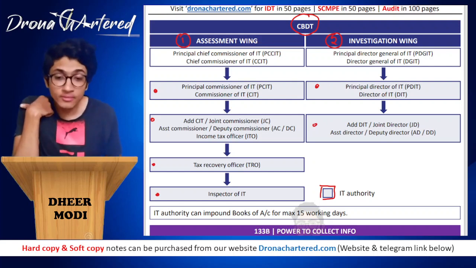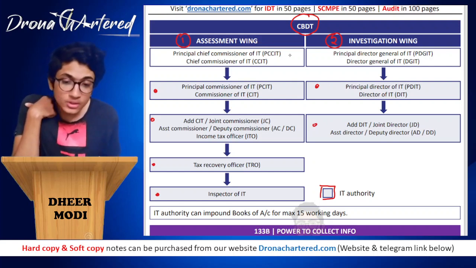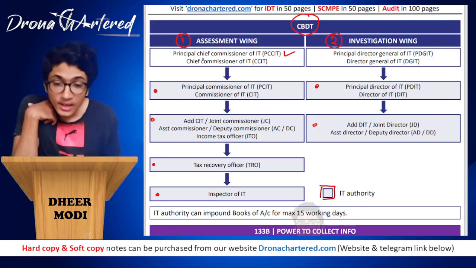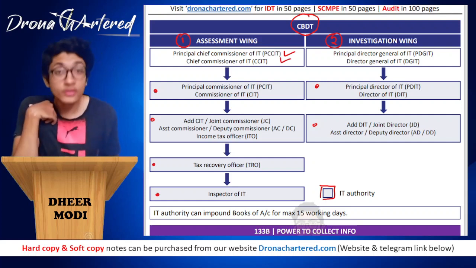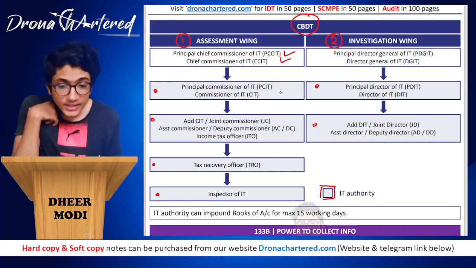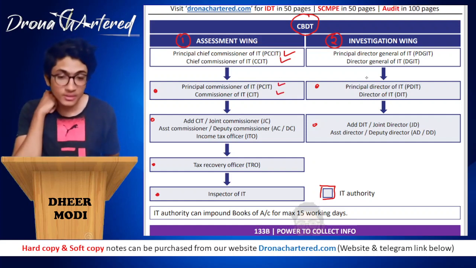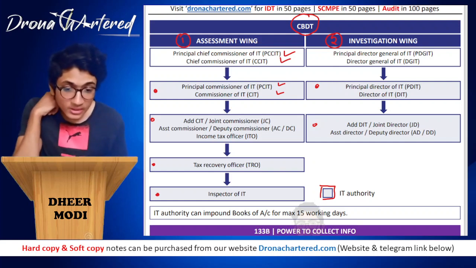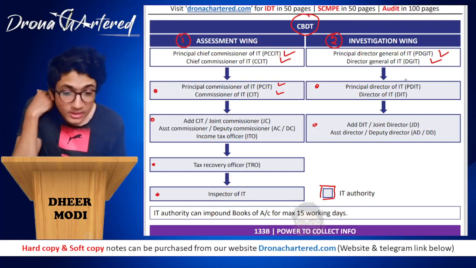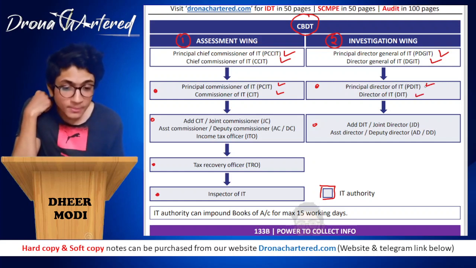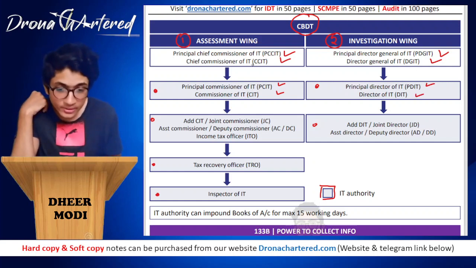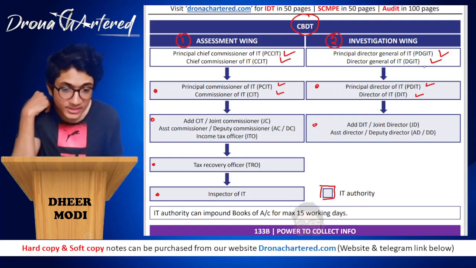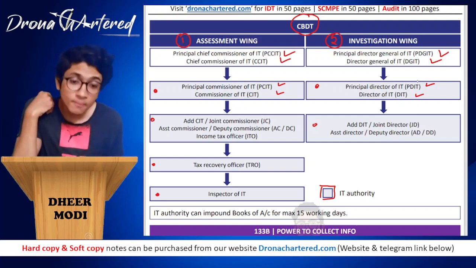Okay, so your assessment wing is your principal chief commissioner of income tax, that is your PCCIT, your chief commissioner of income tax, that is your CCIT. Then your CIT is your commissioner of income tax and PCIT is principal commissioner of income tax. Over here also: principal director general of IT, director general of IT, principal director of IT, director of IT, PDIT, DIT. Over here also it is the same: CCIT, PCCIT, DGIT, PDGIT, CIT, PCIT, DIT, PDIT.